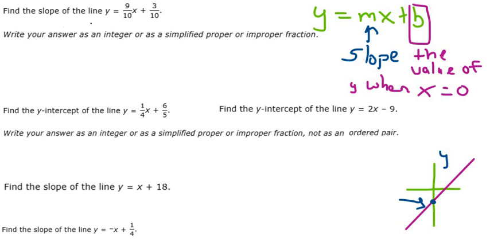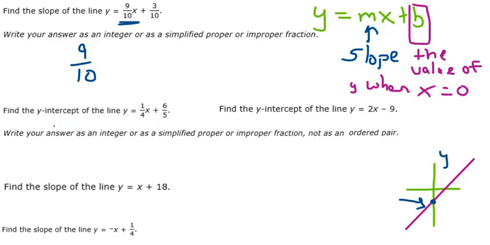So for the first question, it says find the slope of the line, and again, we want to leave this as a fraction or an integer, not a whole number, but an integer. So this would just be the 9/10. That's all you'd have to do is write 9/10. If it asked for the y-intercept, it would be 3/10.